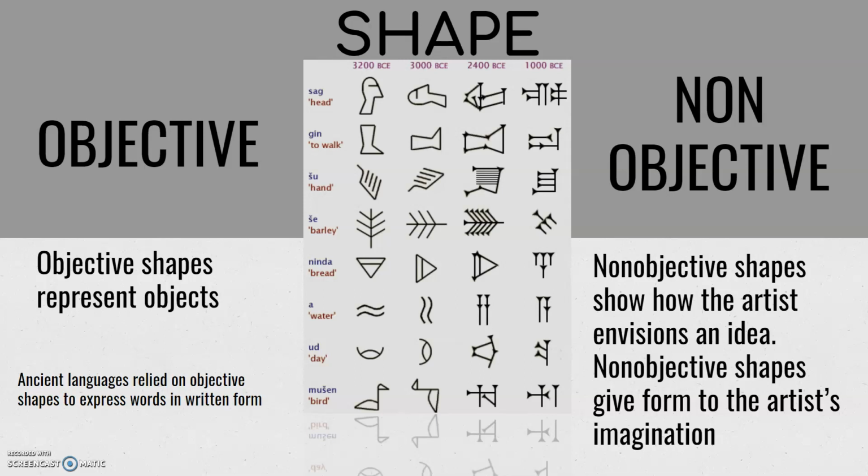My example is going back to ancient history. In the languages, they relied on objective shapes to express words in written form. So the examples of some of the words and meanings and their shapes are shown here.